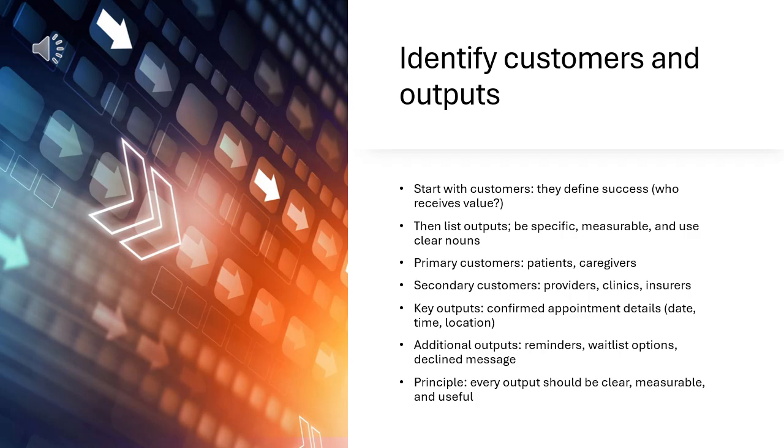Primary customers are patients and caregivers. Secondary customers include providers, clinics, and insurers. Key outputs include confirmed appointment details, date, time, and location. Additional outputs include reminders, waitlist options, or a decline message. Every output should be clear, measurable, and useful.